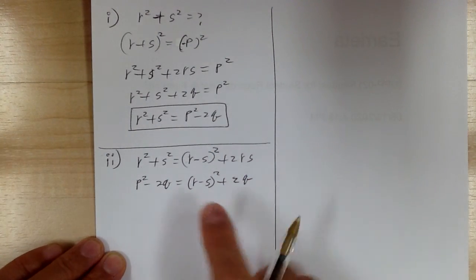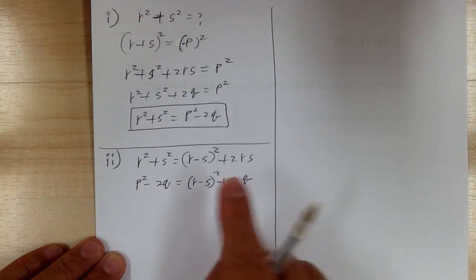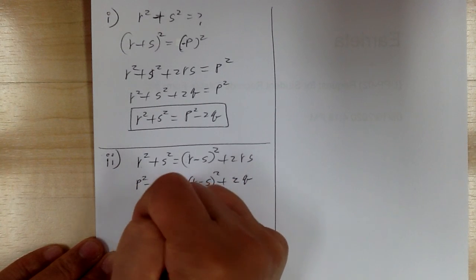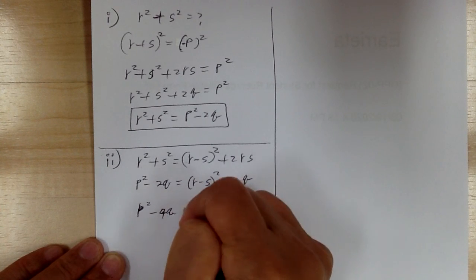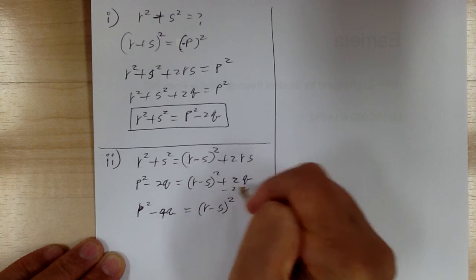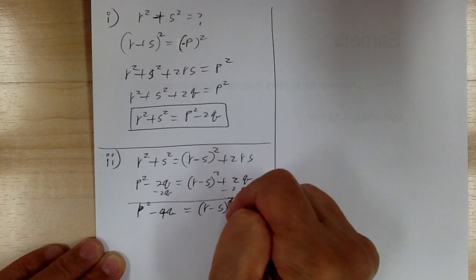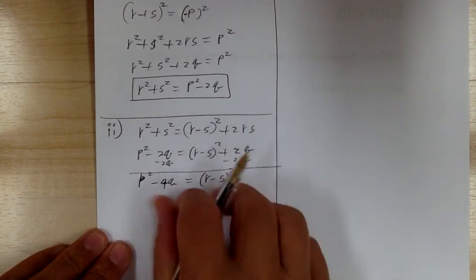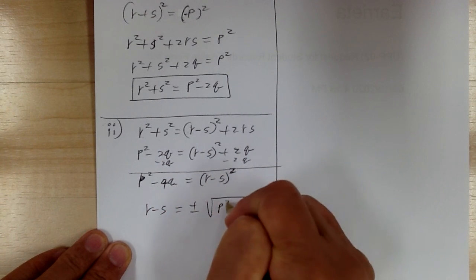Okay, so since we're looking for r minus s, we need to move this over and take the square root. So p squared minus 2q minus 4q equal to r minus s squared. So basically minus 2q. Okay, so now you can take the square root on both sides, and I'm going to move this over. So r minus s equal to plus or minus square root of p squared minus 4q.